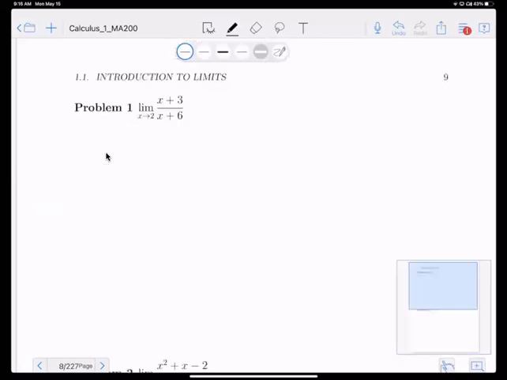All right, go to the next page. There are a couple of examples. So please pause and try this example.